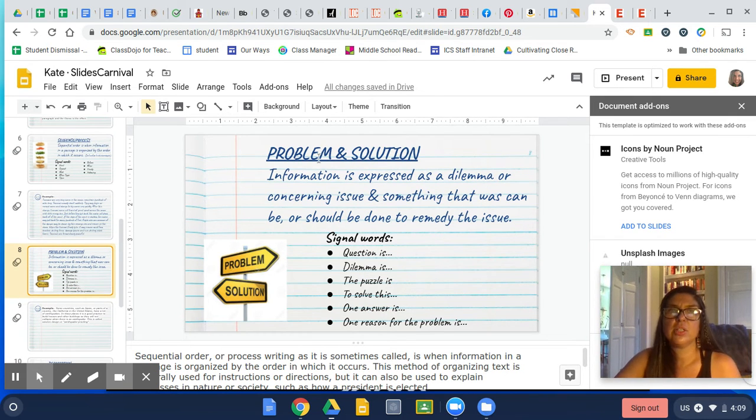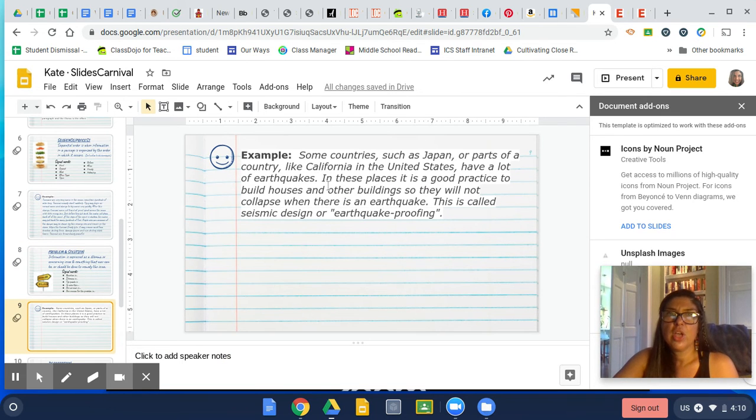And the other one that you heard of in the video as well is the problem and solution. So information using this structure is expressed as a dilemma or a concerning issue, and something that can be or should be done to remedy this issue. Signal words include the question is, the dilemma is, the puzzle is, to solve this, one answer is, one reason for the problem is. And here's a really short example. Some countries, such as Japan, or parts of a country like California in the United States, have a lot of earthquakes.